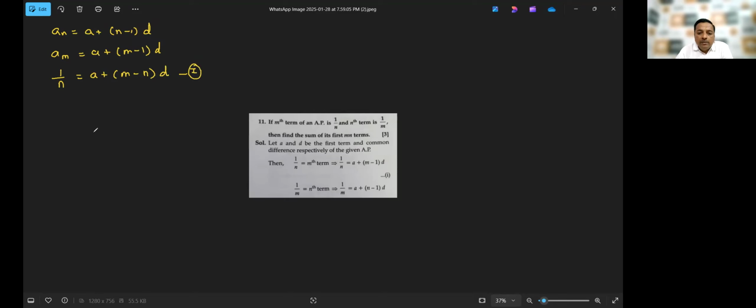Okay. Then similarly we can write its nth term is 1 by m. So the nth term, Tn, is equal to a plus n minus 1 and d. So this term 1 by m is equal to a plus n minus 1 and d.